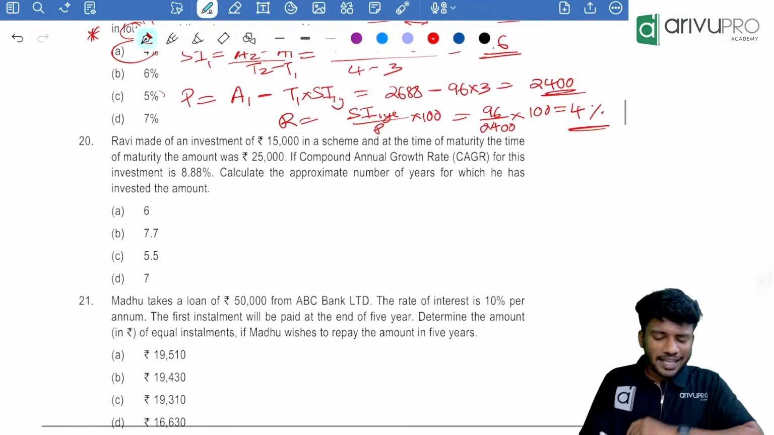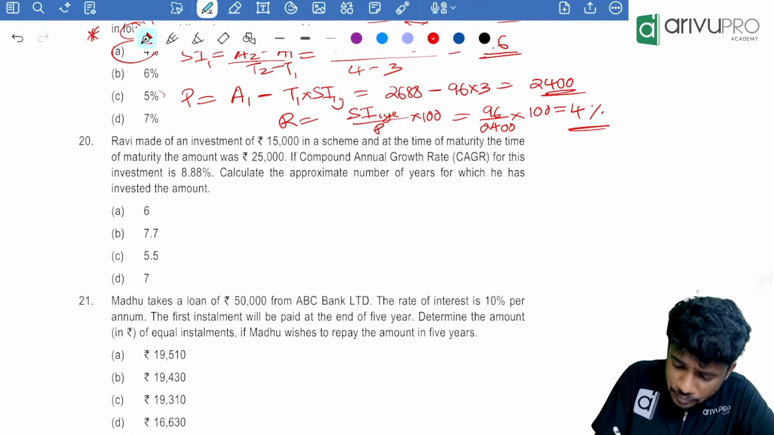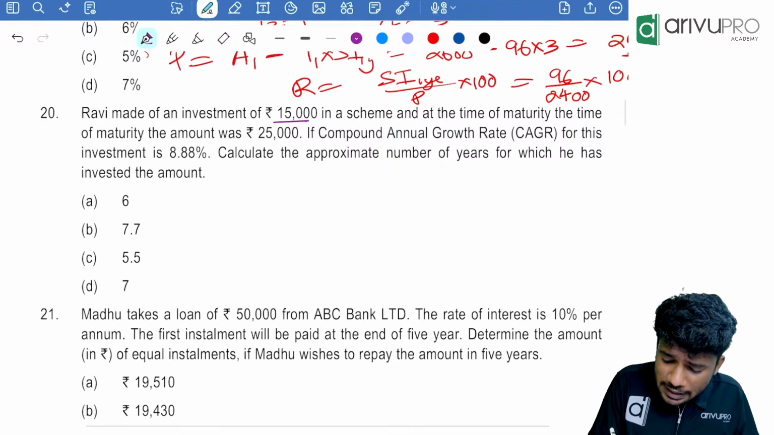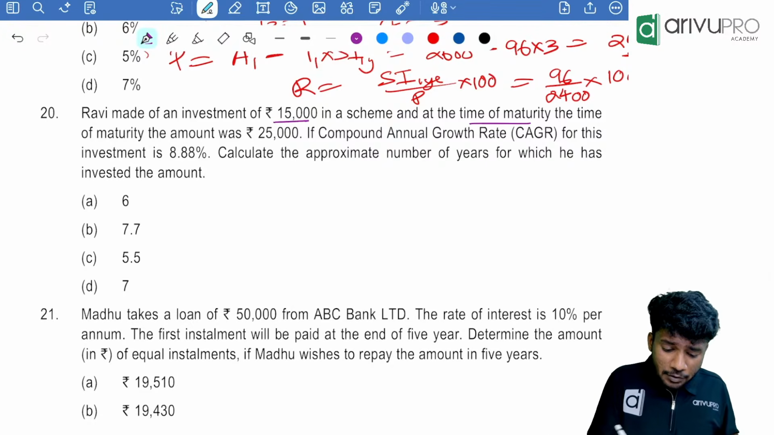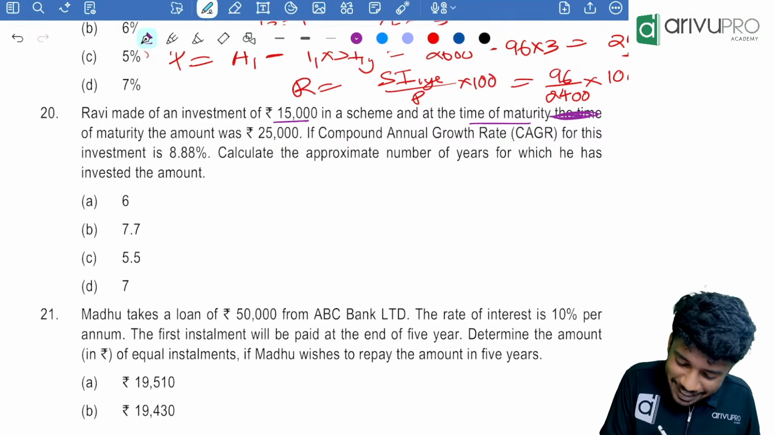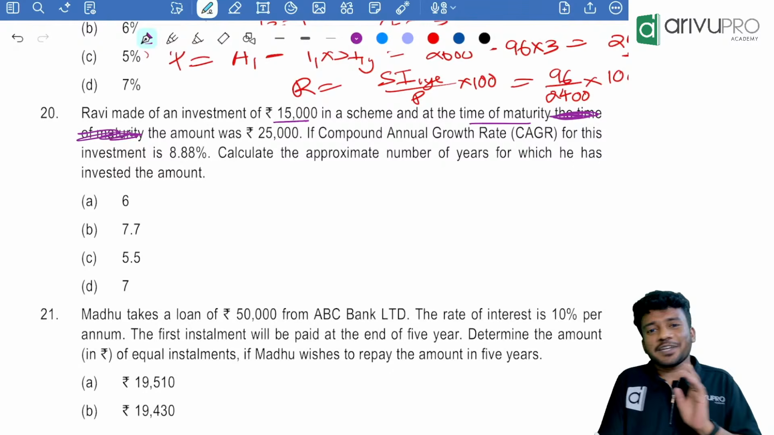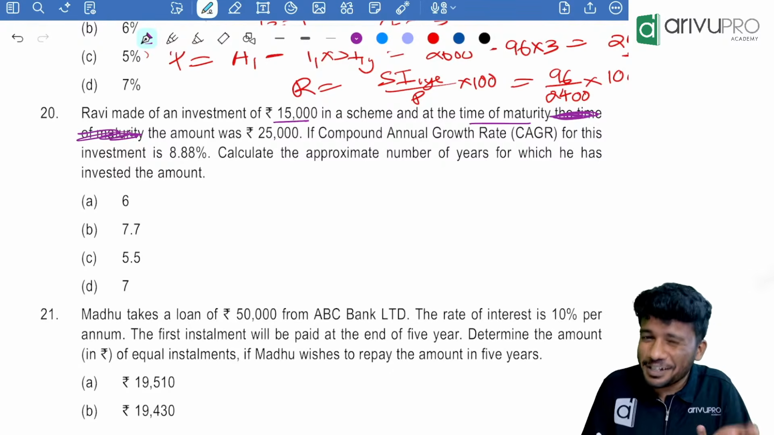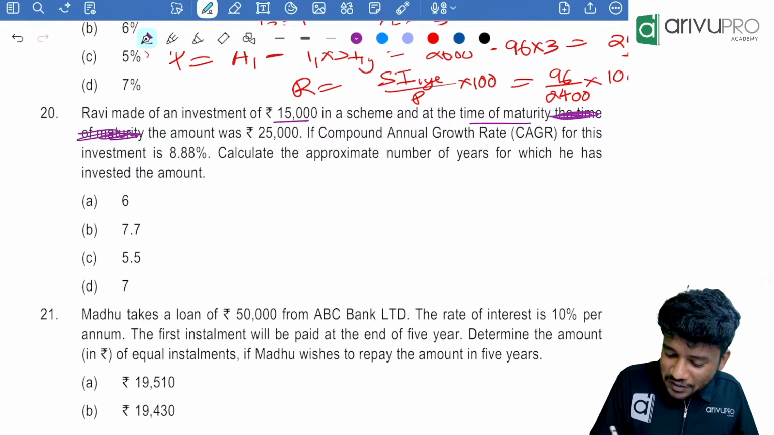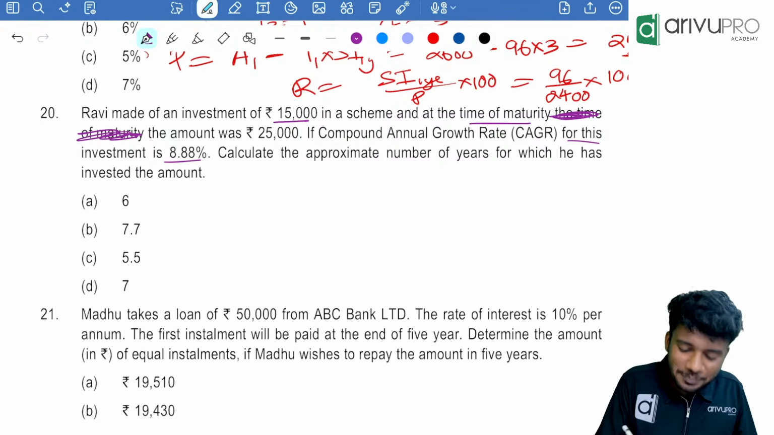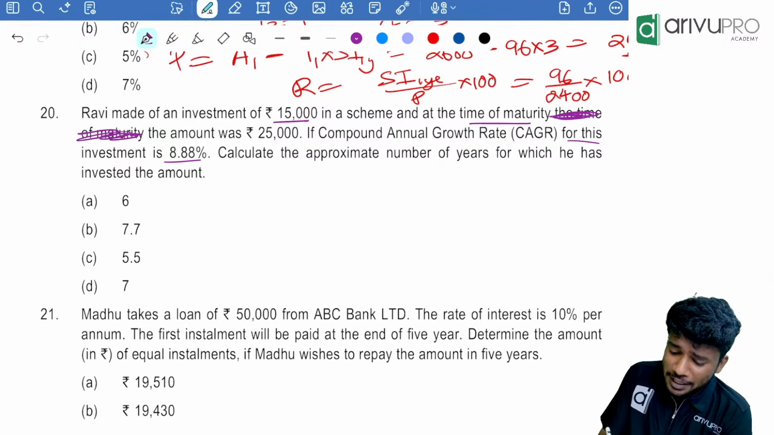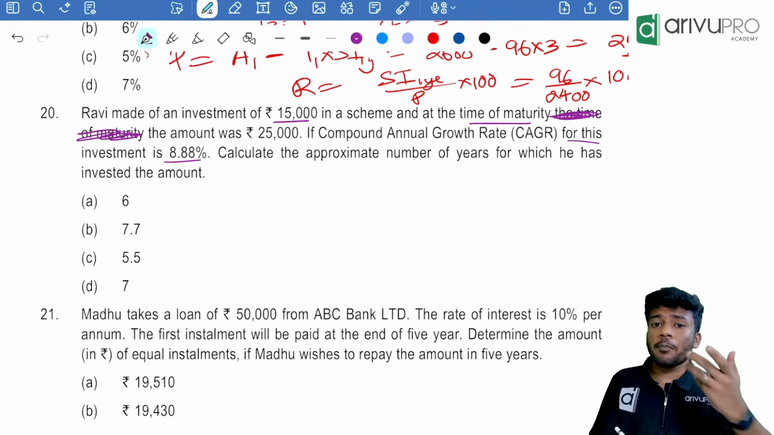Next question is the CAGR based question, people. Look here. Ravi made an investment of 15,000 in a scheme, and at the time of maturity the amount was 25,000. Too many errors. Errors like this will be there, and it is common in MTP. Don't panic over that. If the compound annual growth rate for this investment is 8.88%, calculate the approximate number of years for which he has invested. The number of years is the question.